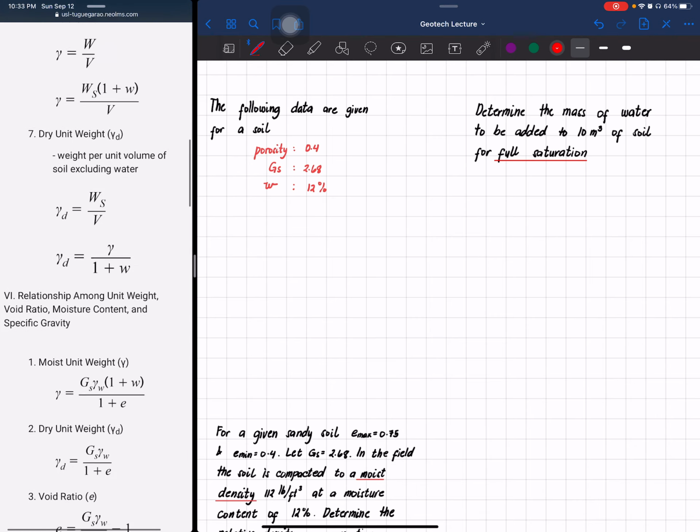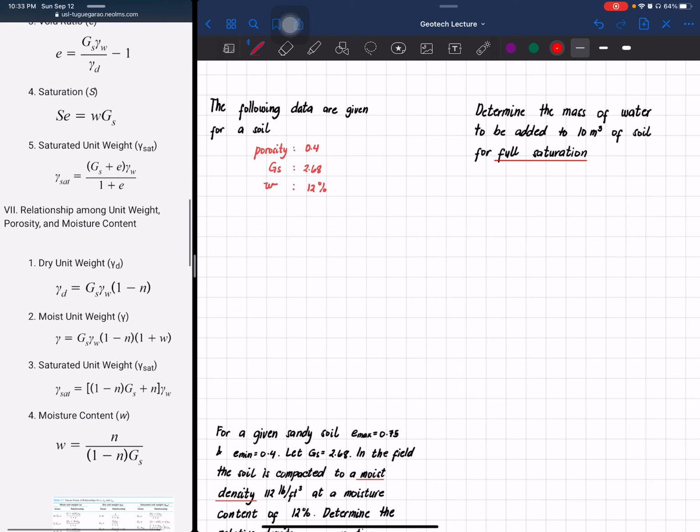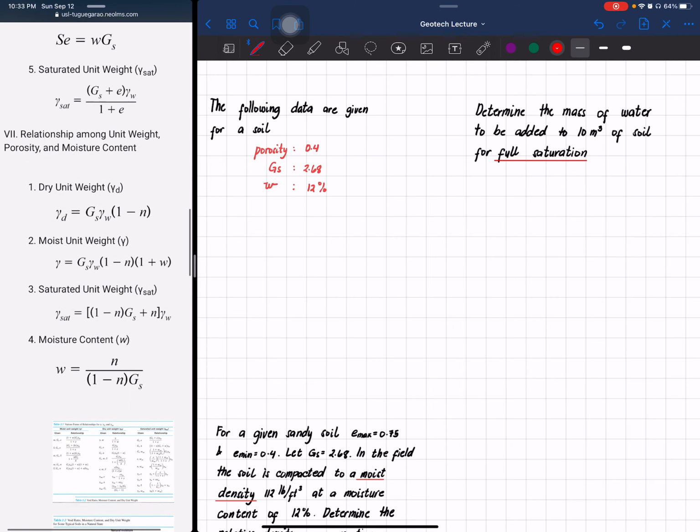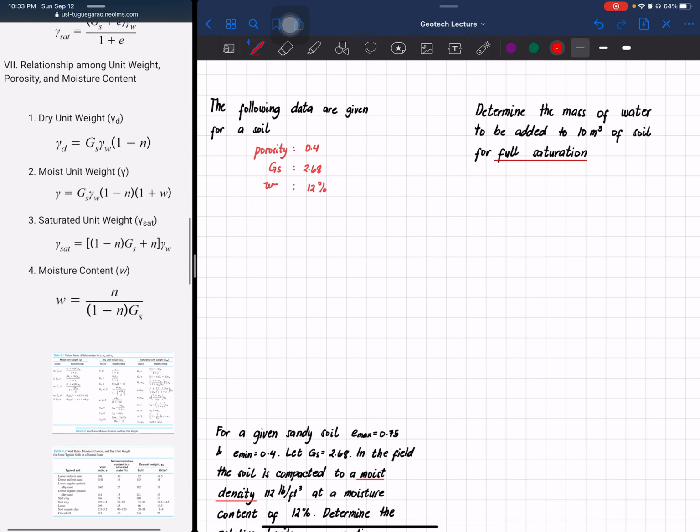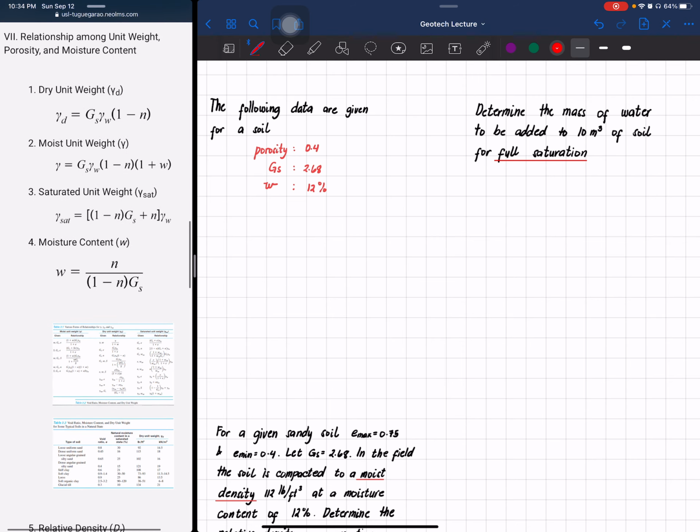Okay. So, tingin tayo ng formula na pwede natin gamitin. Okay. So, we are given the porosity, water content, and GS. So, dapat dito tayo sa Roman numeral number 7. So, gagamitin natin yung moist unit weight na formula and the saturated unit weight. Pero we're going to transform the unit weight into density para mas mabilis. Okay?